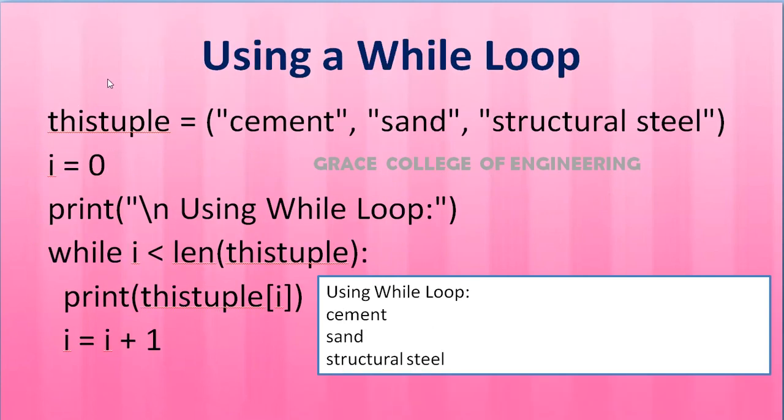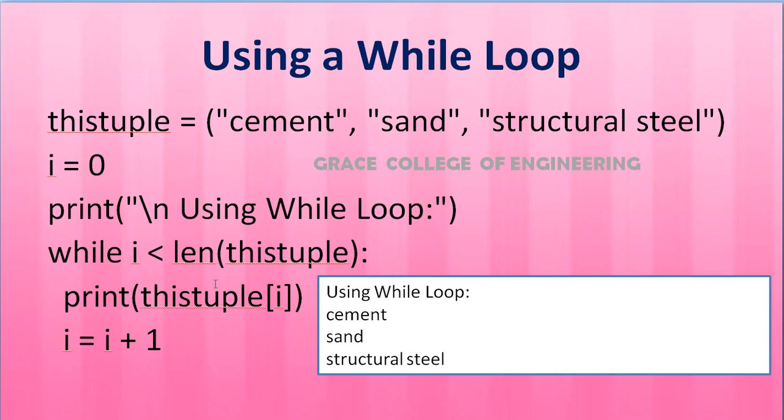Then using a while loop. Previously we have seen the for loop. Now let's see the while loop. First the tuple has to be created. The next, the variable i is initialized to 0. Then print using while loop. While you want to give some condition, that is while i is less than the length of the tuple, colon, print tuple of i.